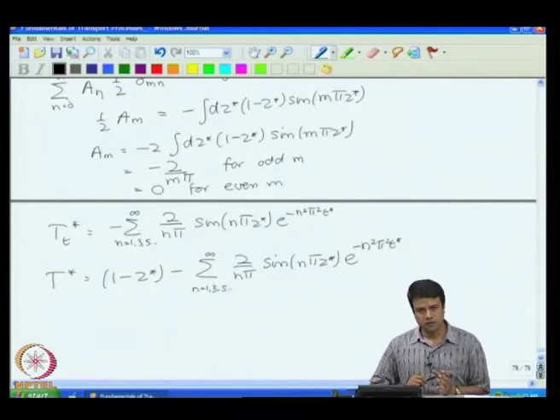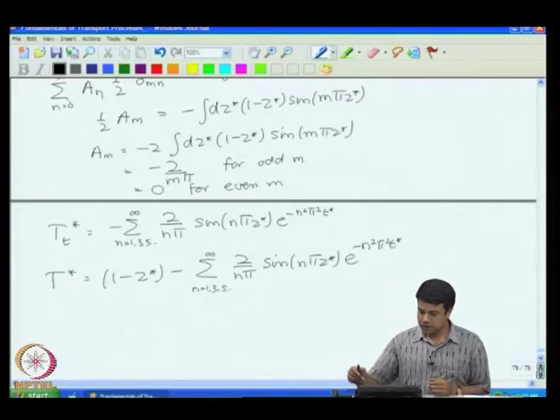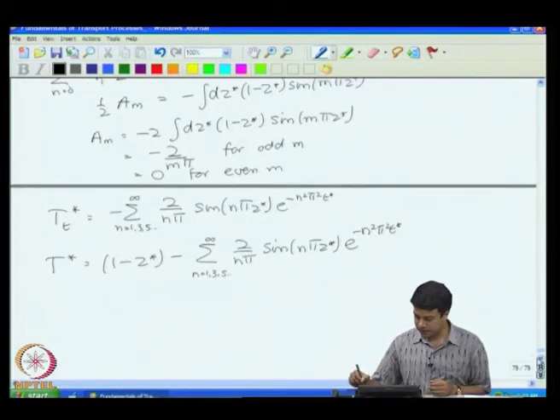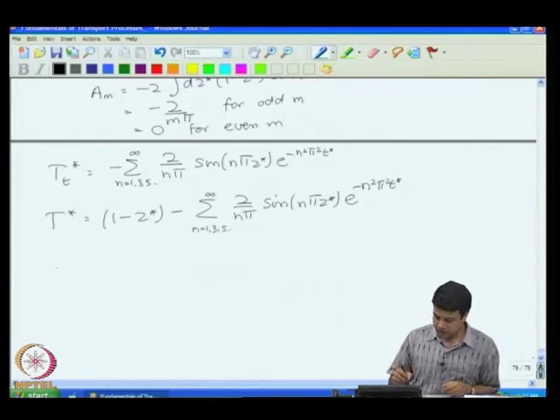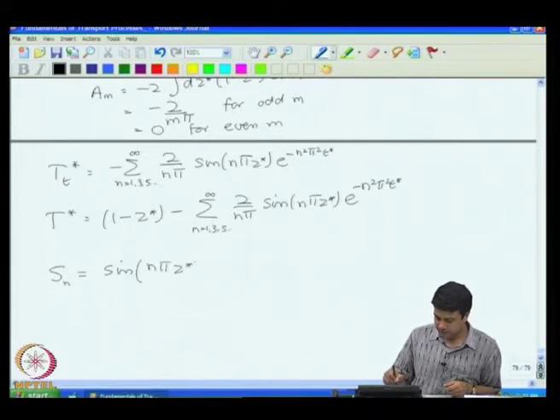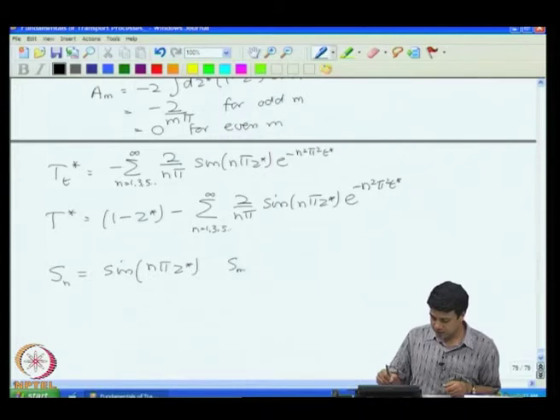So, we managed to get a mathematical solution for this temperature field. How about a physical feel for what it all means? What do these orthogonality relations mean? So, let us assume that I define two functions, S n equal to sine of n pi z and S m equal to sine of m pi z.